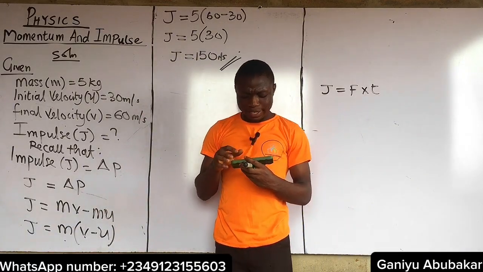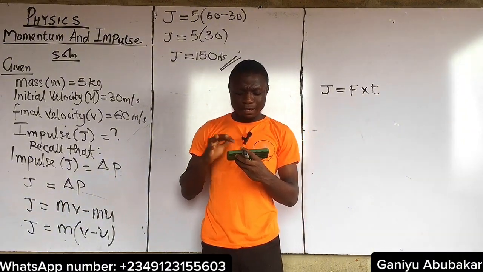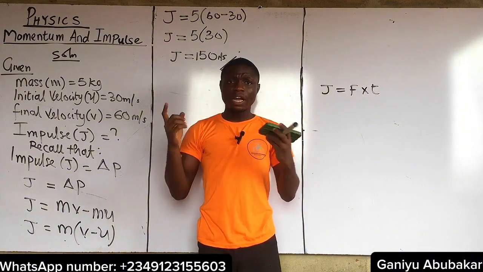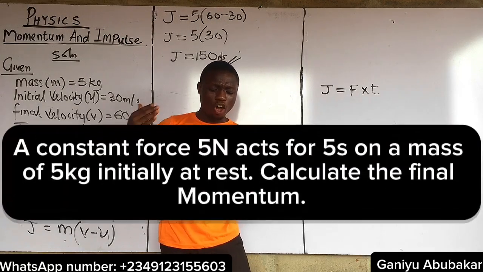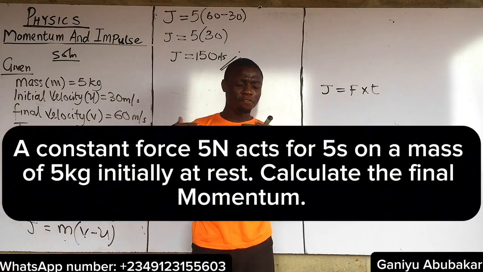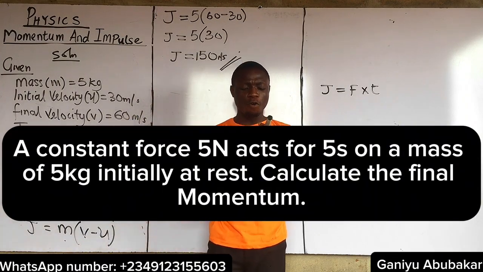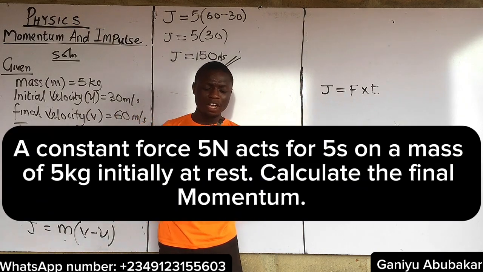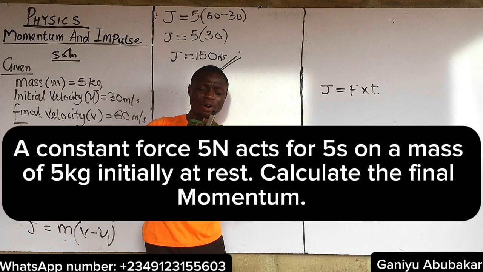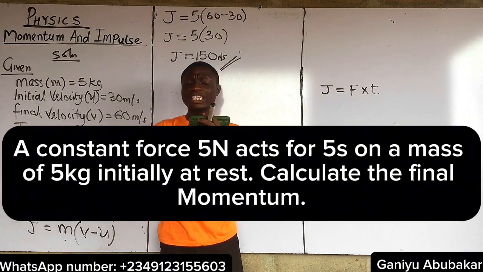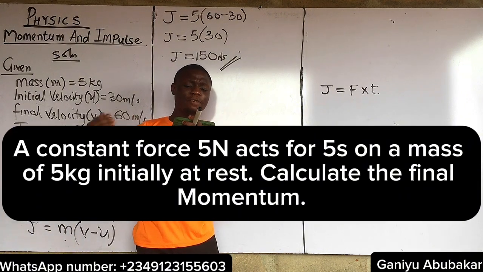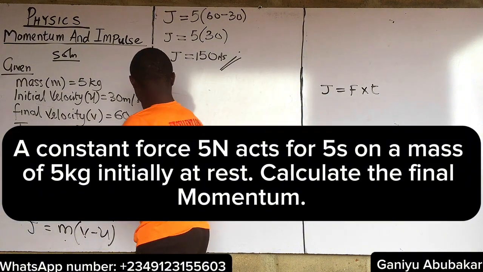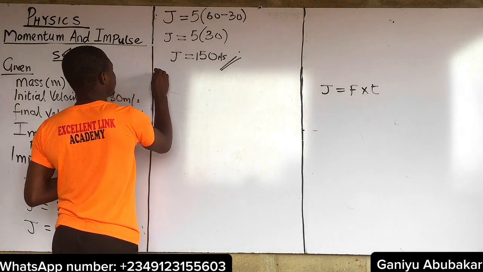Let's take example 2 to further explain momentum and impulse concept. Example 2. A constant force, 5 Newton, acts for 5 seconds on a mass of 5 kilogram, initially at rest. Calculate the final momentum. Let's get this done.